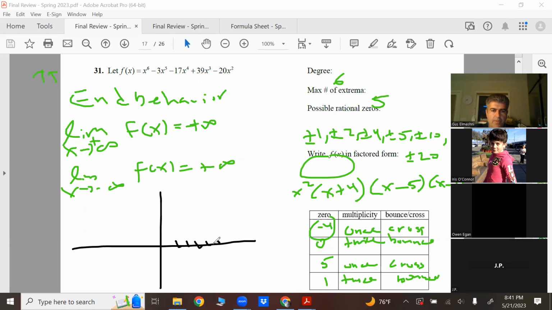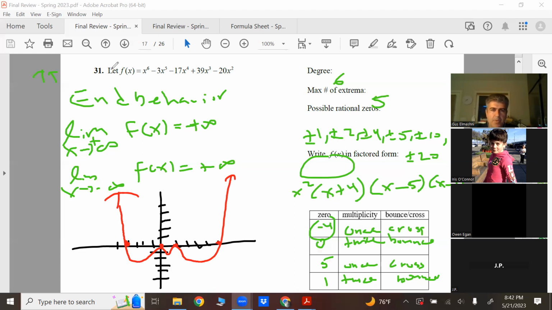I'll give you a coordinate plane you can use. The zeros are -4, 5, 0, and 1. So it's going to do this. It's going to hit 0 but bounce off of it, also bounce off the 1 and do that. How low it dips, I don't really know. You'd have to use calculus to do that. There's not a calculus class, so don't worry about it. But that'd be your graph.